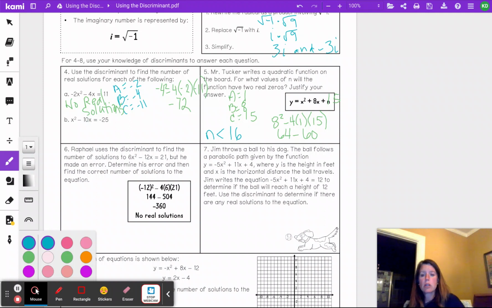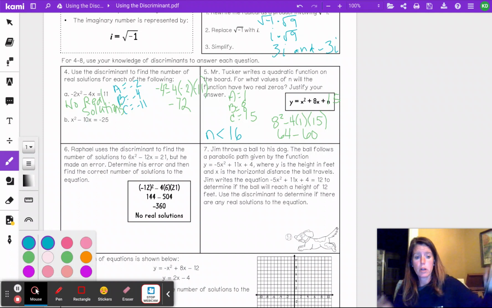All right, let's look at number 6. And at any time, you will want to try these on your own, work on them on your own, and pause me, and then see if you get them right.